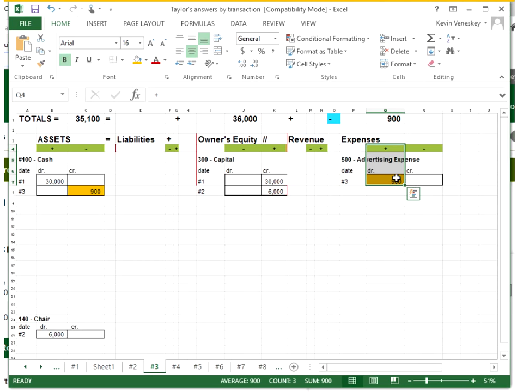So expenses went up. How did I get the use of advertising? I had to pay money. So that's where I come over here and put it as a credit to my cash. I paid money to get the use of the advertising.